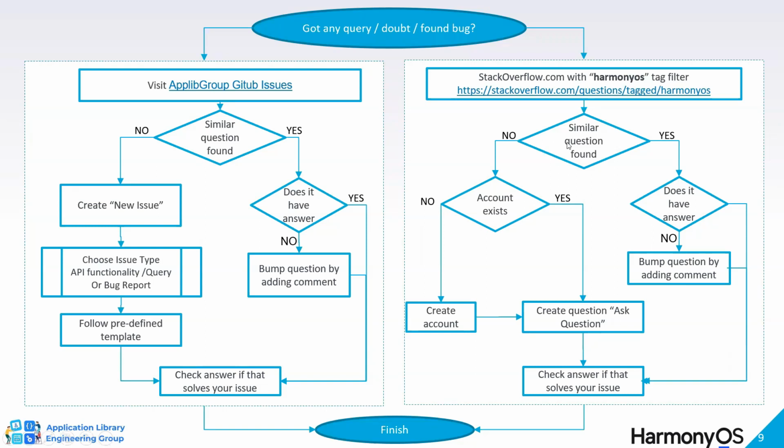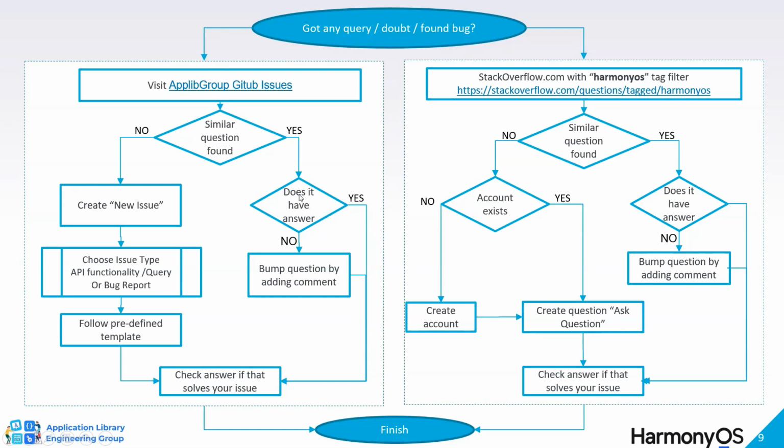So basically, we did discuss, as soon as you find any doubt or bug or you get any query, you should visit AppLib. So you should search on a search engine and then visit AppLib group GitHub issues. If you find any similar question, check there. If you have found its answer, then check if the answer resolves your issue.